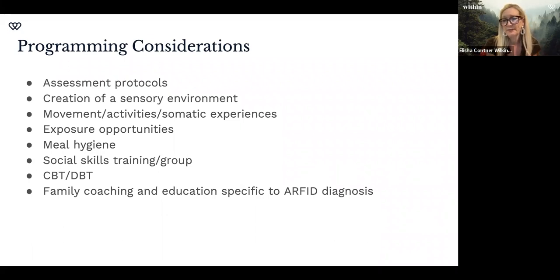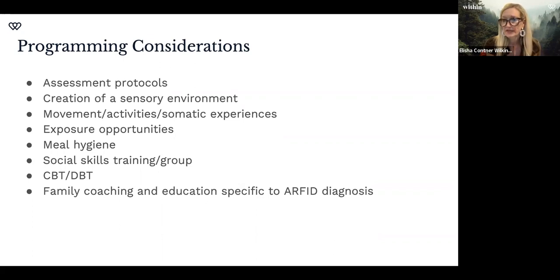We want to take a look at movement and activities as well as somatic experiences. Movement is really important for these kids. With other eating disorders, as many of you know, we are decreasing exercise, but we want these kids, and I say kids, but we also know that ARFID is something that we see in adults as well. But because of the anxiety, we want them to have ways that they can get their jitters out, so to speak. We want to be able to provide them with exposure opportunities.